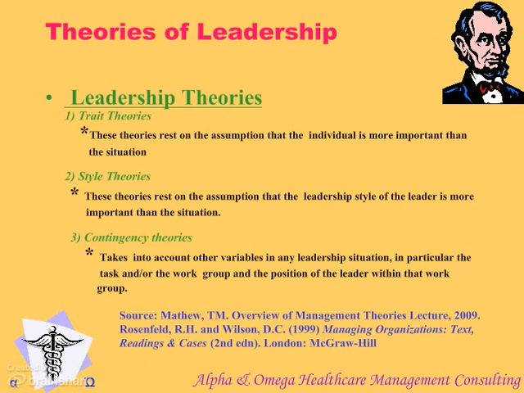Now I'm going to give you a brief overview of some of the common leadership theories in management literature. The three most common ones are trait theories, style theories, and contingency theories. Trait theories rest on the assumption that the individual is more important than the situation. Style theories rest on the assumption that the leadership style of the leader is more important than the situation. And finally, the contingency theories take into account other variables in any leadership situation, in particular the task and the work group, and the position of the leader within that work group. Out of these three theories, contingency theories are the most important, as several types of leadership are derived from these theories. We will review the contingency theories in more detail in the next slide.